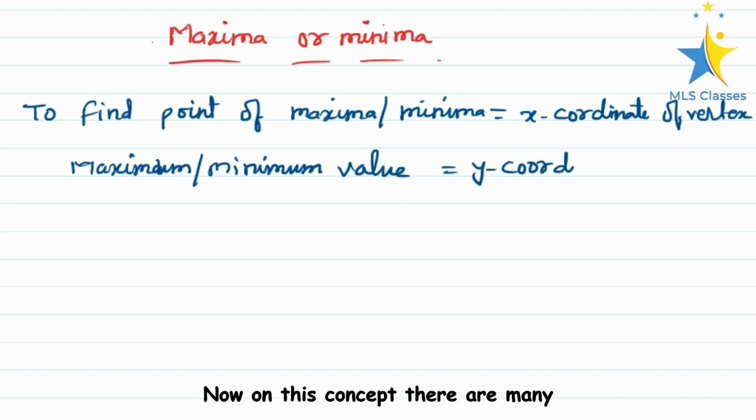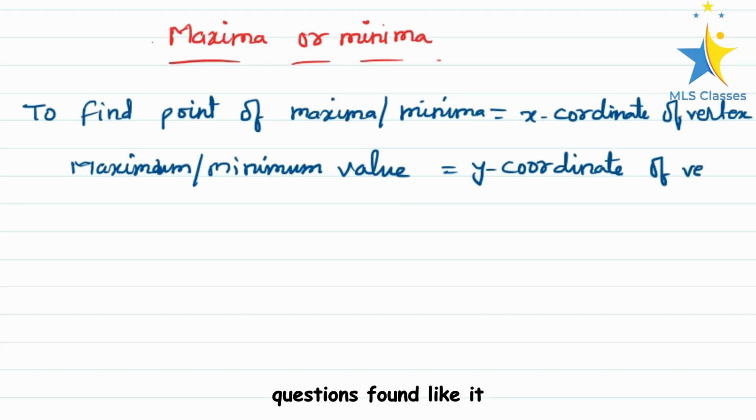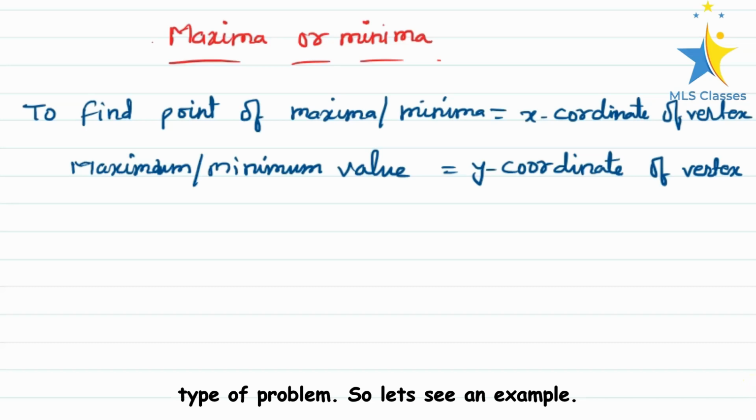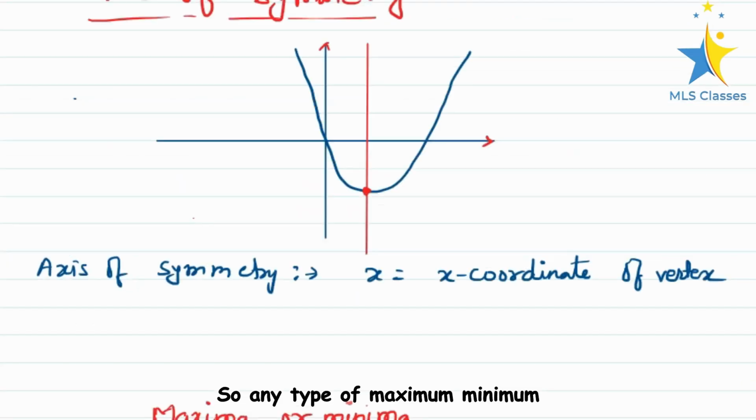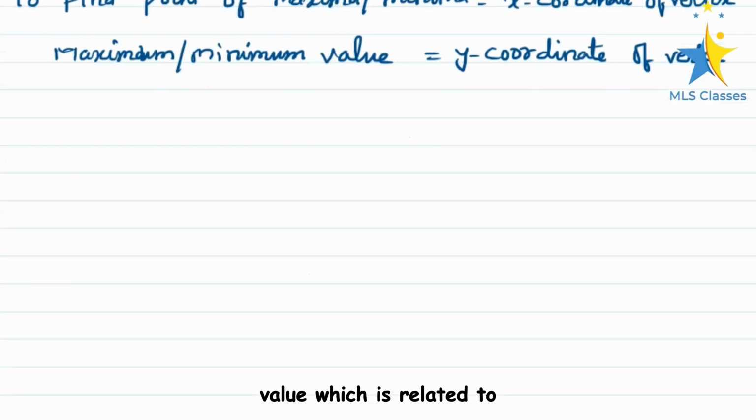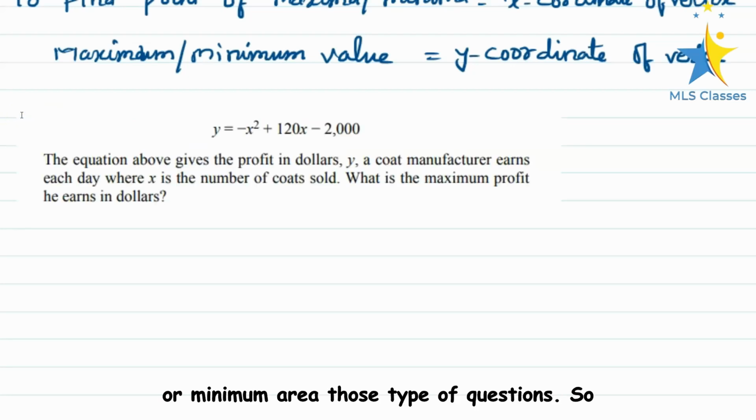Now on this concept there are many questions, like problems related to maximum profit or loss. It can be related to gravitation, where we launch a rocket or throw a ball upward, that type of problem. So let's see an example. Any type of maximum or minimum value related to a parabola, we can use this method. It can also be maximum or minimum area, those types of questions.